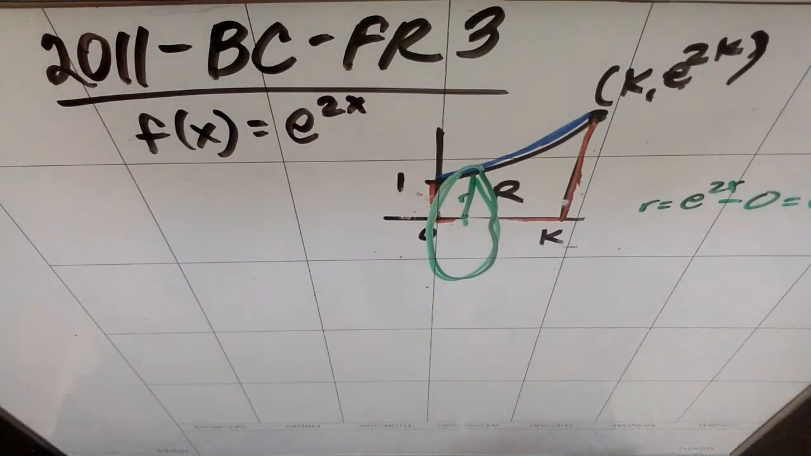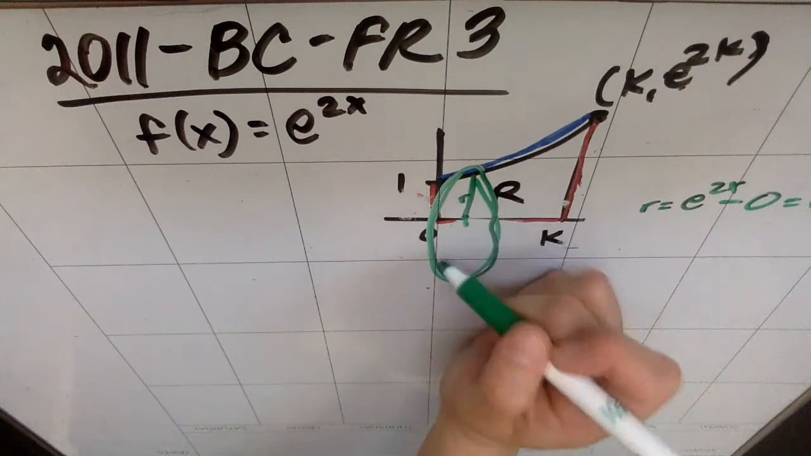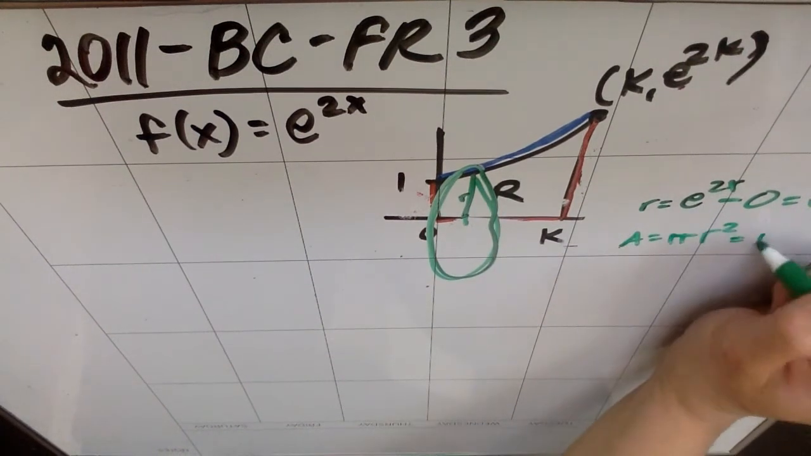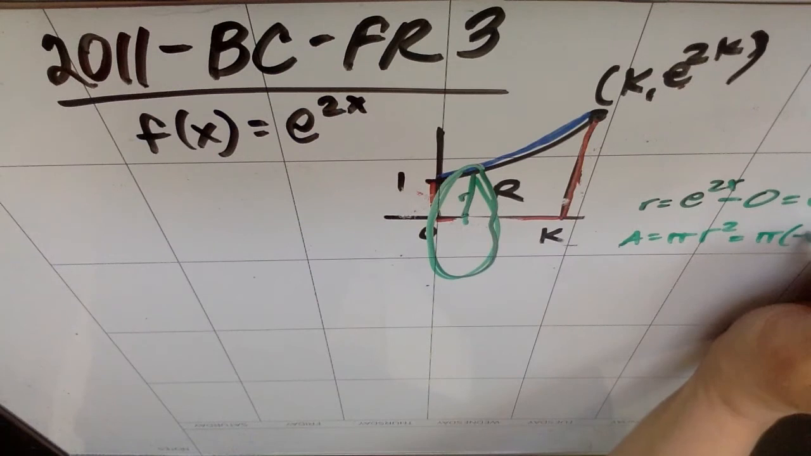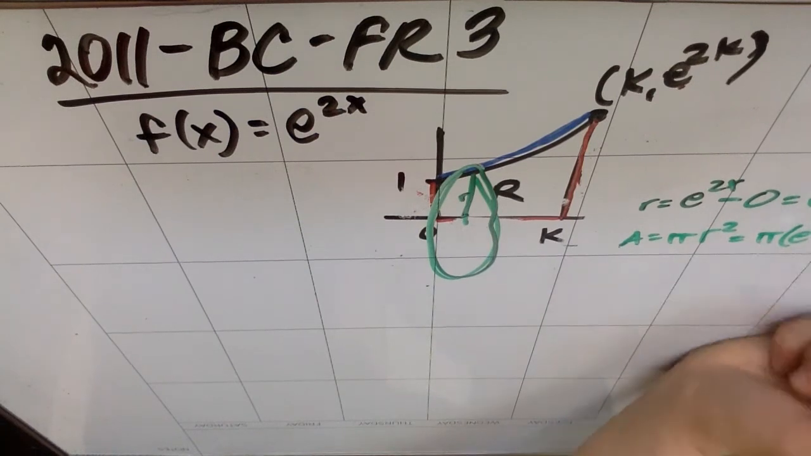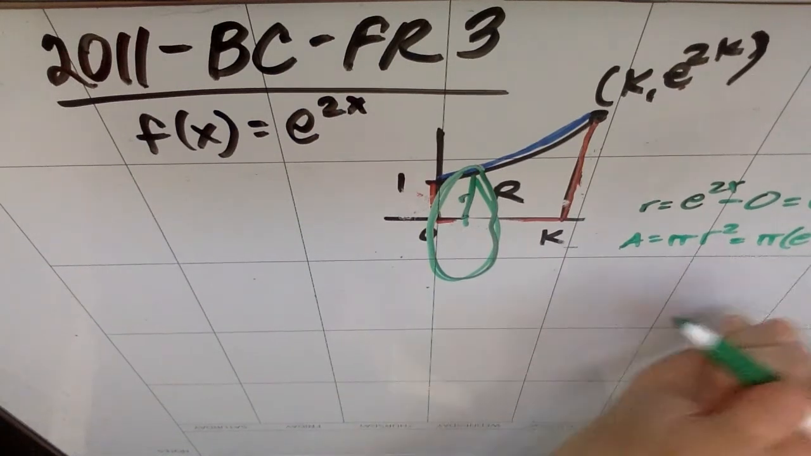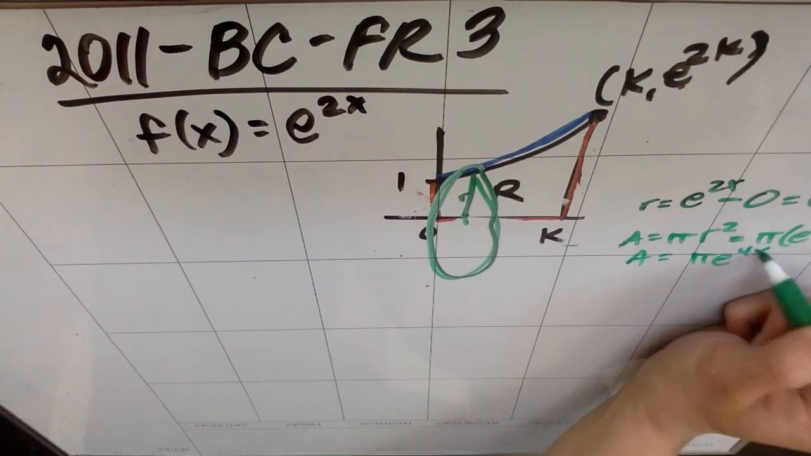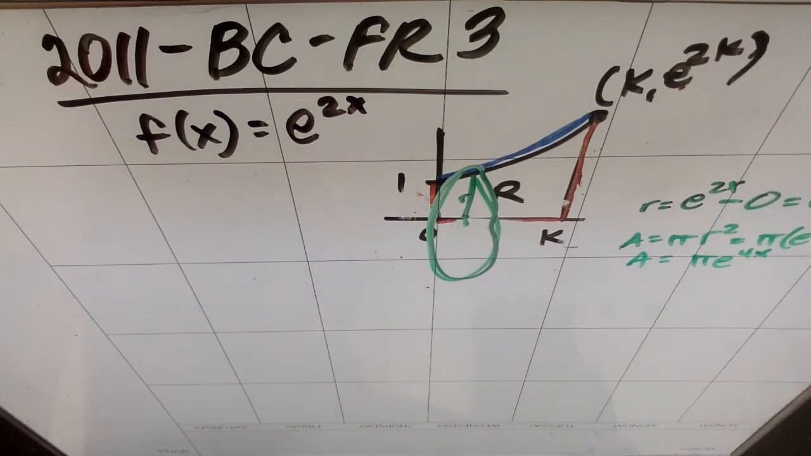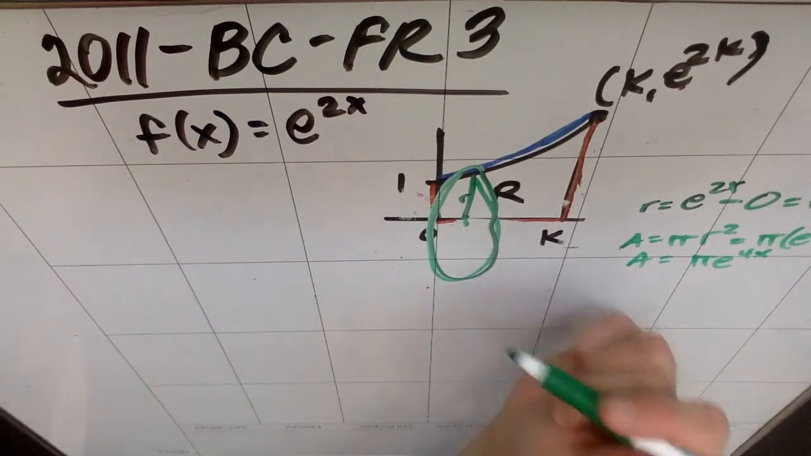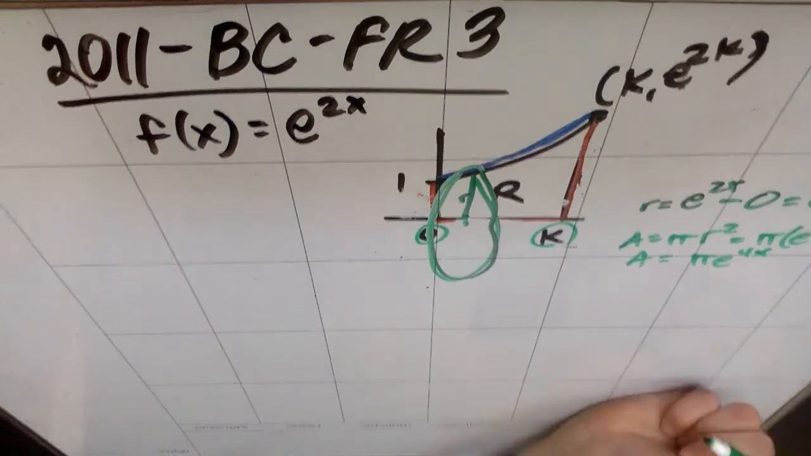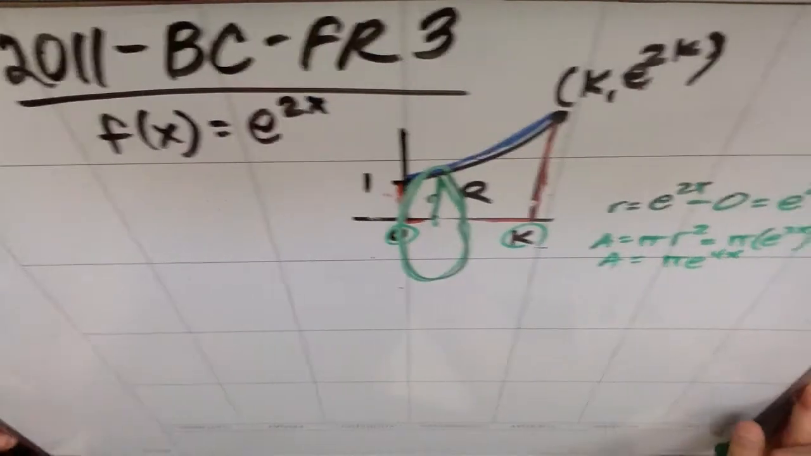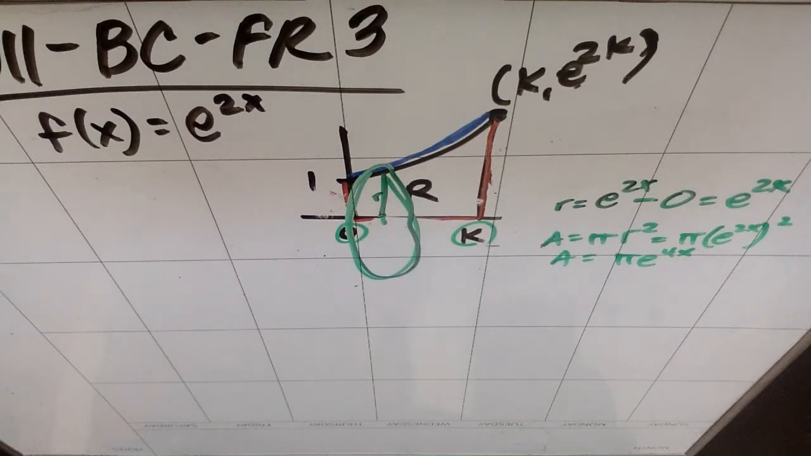The area of this one disk is pi r squared, which is going to be pi times an e to the 2x quantity squared. When you put a power on a power, you multiply them, so the area is equal to pi e to the 4x. To find the volume, I'm going to add up all the disks, from the one that starts at 0 all the way to the one that ends at k. So I'm going to integrate. So what's going to happen, sorry for not making that super clear.